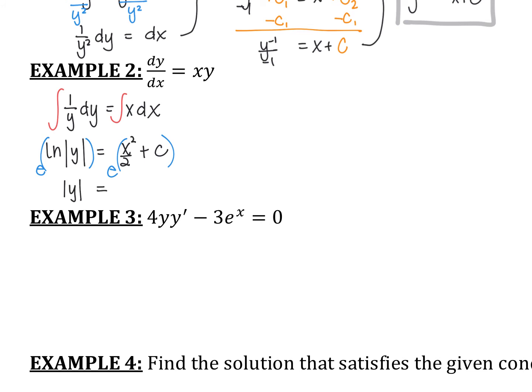So we get the absolute value of y equals e to the x squared over 2 plus c, all in the exponent. Okay? And that's the something. It's not our answer just yet. You have to unabsolute it. We got some more work to do. This is where remembering your exponent rules will come in handy.